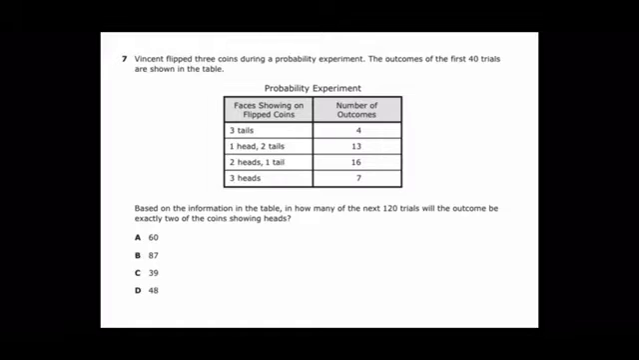Probability experiment, faces showing on flipped coins. Number of outcomes. So for all 3 to be tails, it was 4 out of the 40. For 1 to be head and 2 to be tails, it was 13 out of the 40 trials. For 2 heads and 1 tail, it was 16 of the 40, and for 3 heads, it was 7. Based on the information in the table, in how many of the next 120 trials will the outcome be exactly 2 of the coins showing heads?